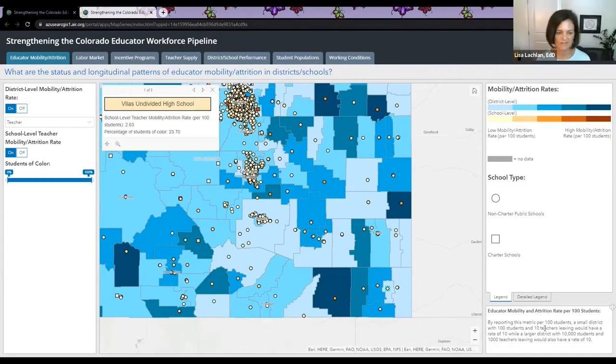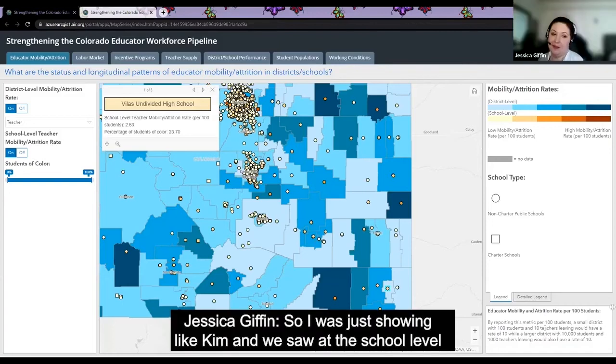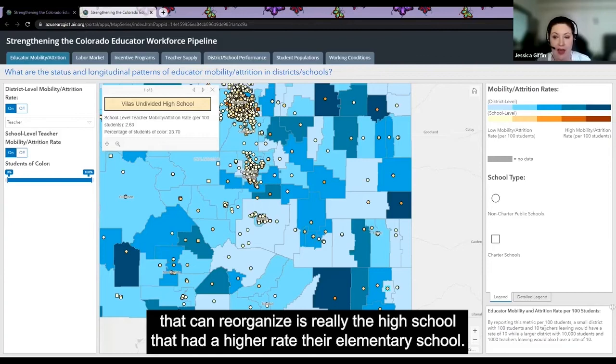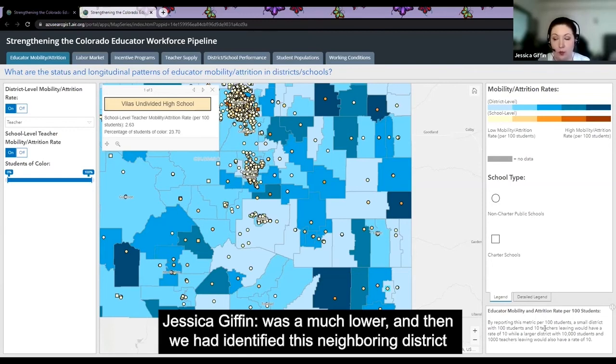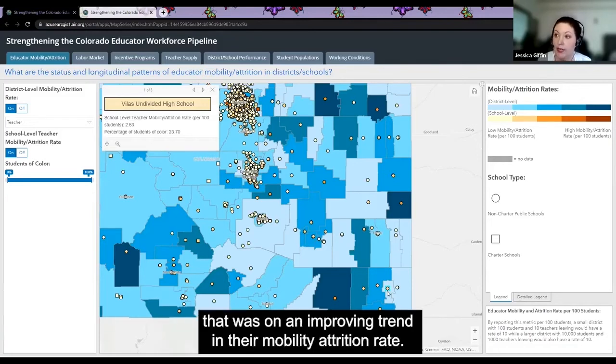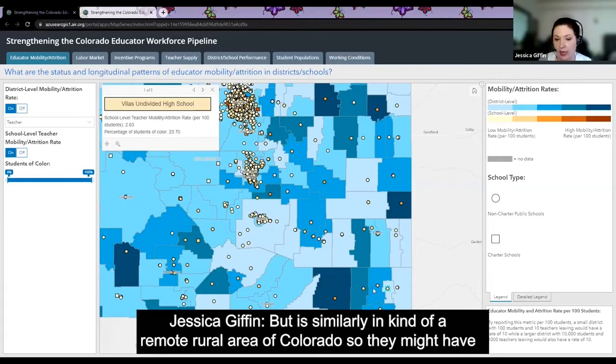Thank you. Yes. So I was just showing Kim, and we saw at the school level that Kim Reorganized, it was really the high school that had a higher rate. Their elementary school was much lower. And then we had identified this neighboring district that was on an improving trend in their mobility and attrition rate, but is similarly in kind of a remote rural area of Colorado.